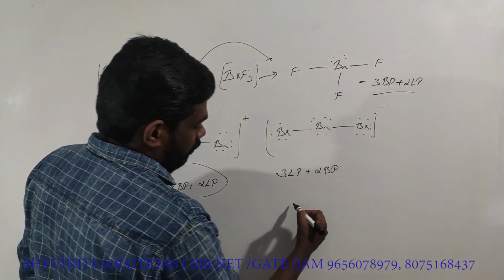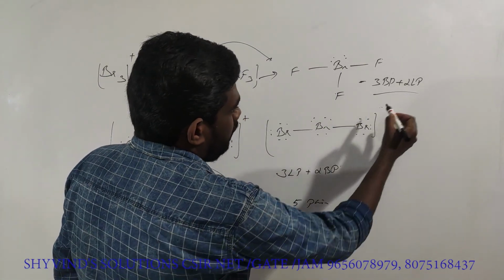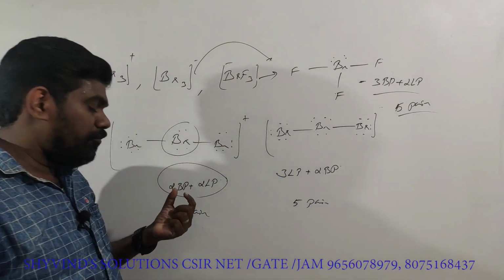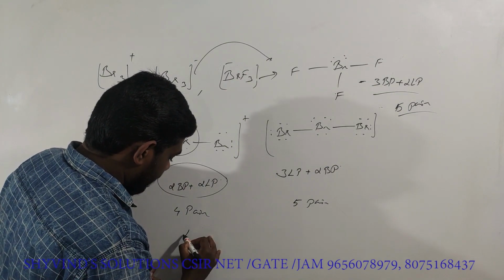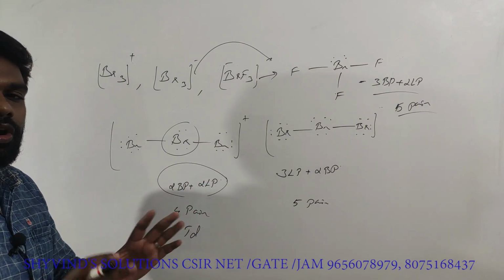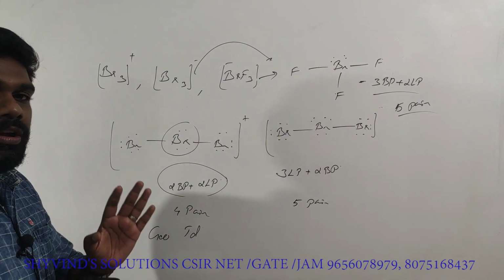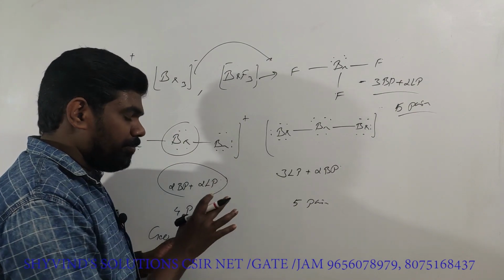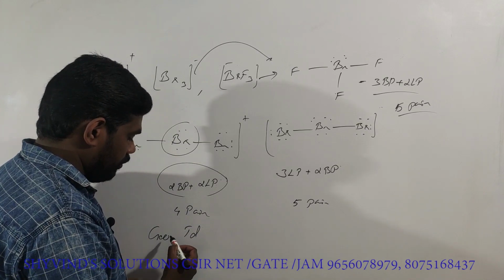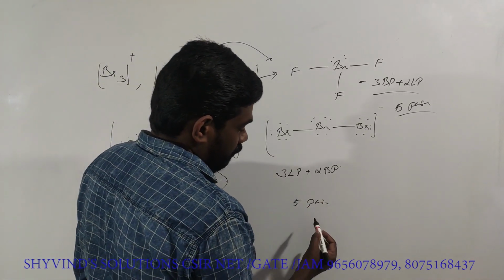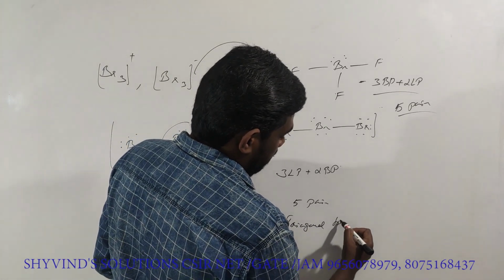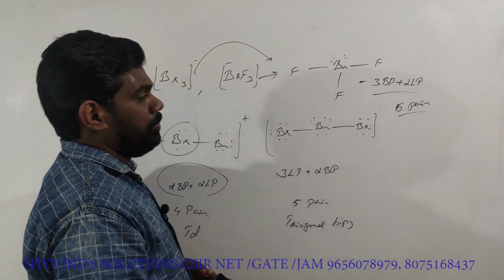Okay, here we have 5 pairs of electrons. Here we have 5 pairs of electrons. So if you have 4 pairs of electrons, the geometry will be tetrahedral. Okay, so whatever the number of bond pairs and lone pairs, that doesn't matter for geometry. The total number of electron pairs is the concern for geometry. So geometry is tetrahedral here. If you have 5 pairs of electrons, trigonal bipyramidal. This is also trigonal bipyramidal.